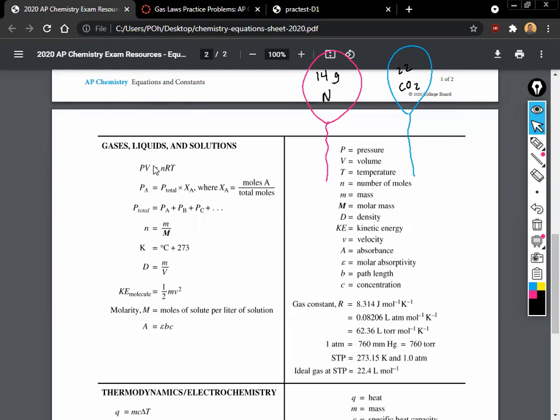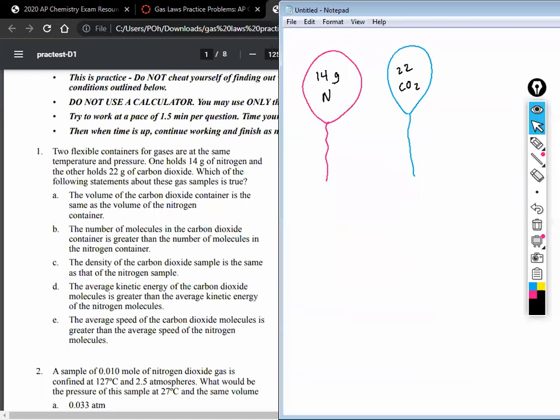So we have the PV equals nRT equation. It looks like we have the gas constant that has liters in it, but we also have this right here, ideal gas at STP, 22.4 liters per mole. Do you guys see anything else with liters or volume inside this equation sheet? No, right? It's pretty much just the ideal gas law and the ideal gas at STP. So we're going to go back to this form and I'm just going to write down the two equations that we could possibly use. We have PV equals nRT and then we also have 22.4 liters per mole.